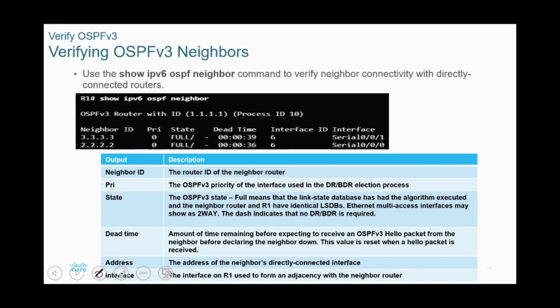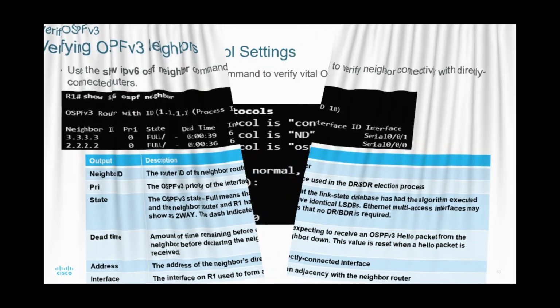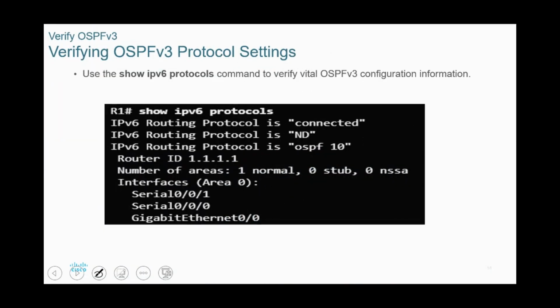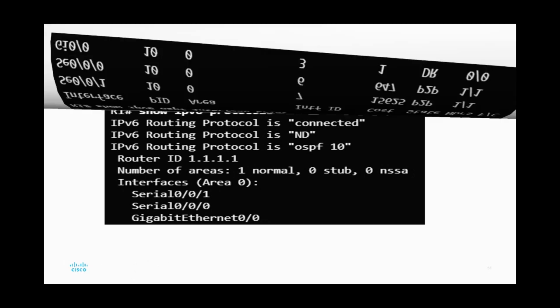This is actually the same configuration, just that when you use IPv4, you show IP OSPF neighbor, but when you use IPv6, the only difference is show IPv6 OSPF neighbor. So if you understand the concept of OSPFv2, I believe it is very simple for you to understand IPv6 because the words are similar. Same thing, you can show IPv6 protocols to verify your configuration of OSPF version 3.